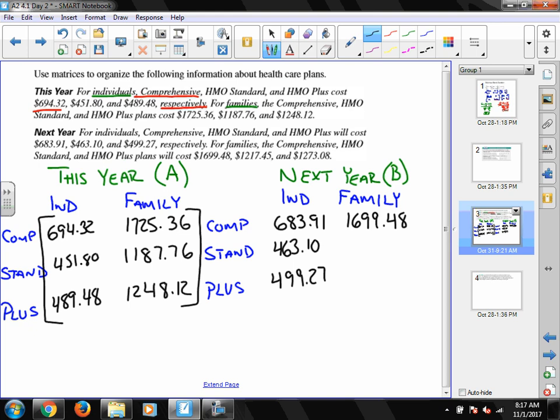That's comprehensive. The standard is going to be $1217.45, and the plus is going to be $1273.08.